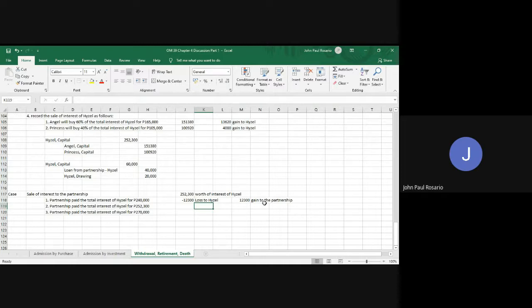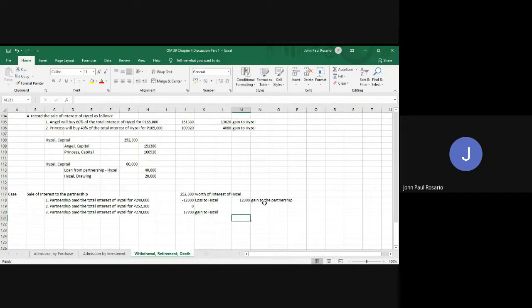Sige. Tapos, ayun. So, for the second case naman, there is no loss, there is no gain because the amount paid is equal to the cost of the capital investment. So, 0 for 0, 0. So, no loss, no gain. Well, on the third case, naatay 270 ang na-receive ni Hazel for a cost of 252,300. So meaning, this one is a gain to Hazel.